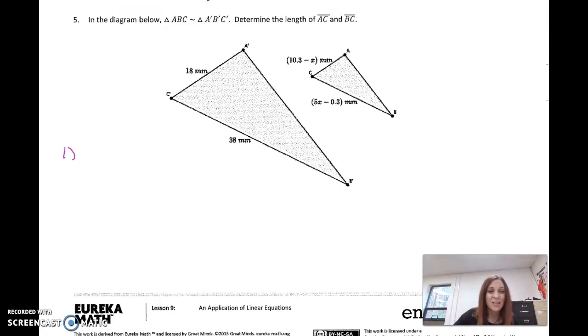I come over here and I say, you know what, 18 over 38. 18 here, A prime C prime, corresponds to 10.3 minus x. Sorry, it's a little sloppy there. And 38 here corresponds to BC here, 5x minus 0.3. Again, not the only way you could write it, but remember, this is same figure, corresponding, corresponding.